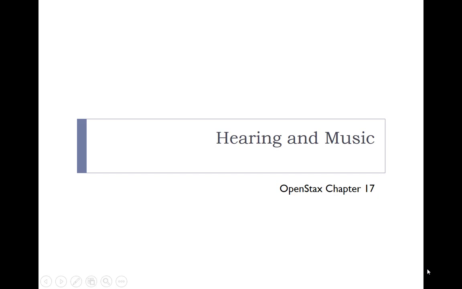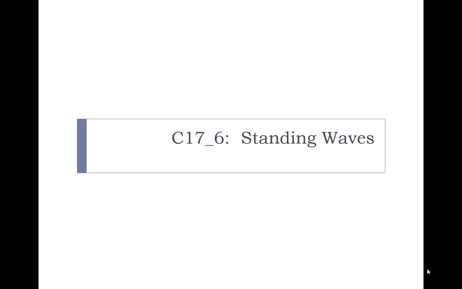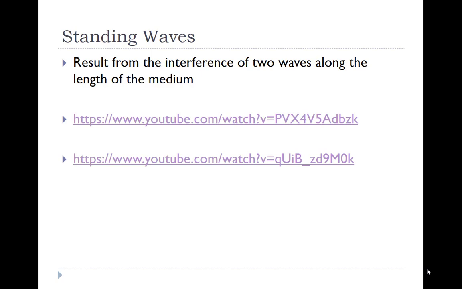Welcome to the sixth section of our Chapter 17 coverage. This section is on standing waves. A standing wave results from the interference of two waves along the length of a medium. It could be a string, it could be in air.